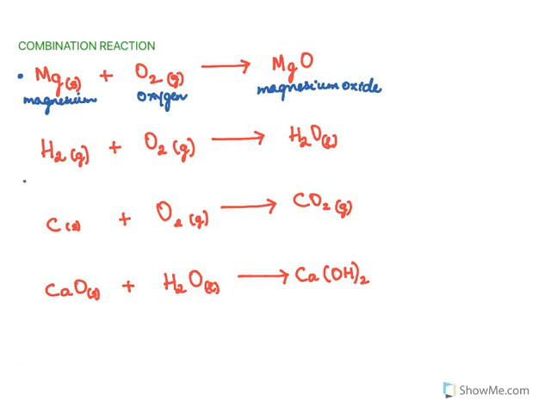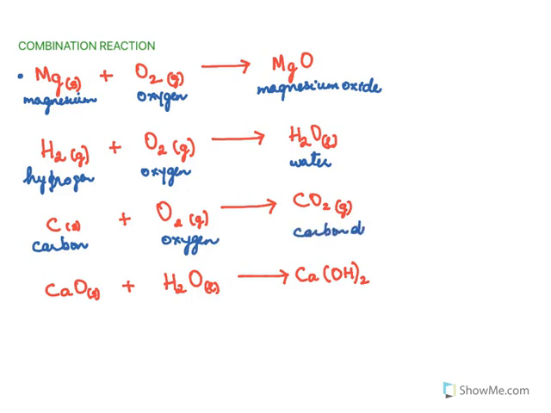In the next, you have hydrogen combining with oxygen gas to give you water. Two elements combine to give you a single compound. The third one is burning of carbon. So you have carbon on burning, it will combine with oxygen to give you carbon dioxide.